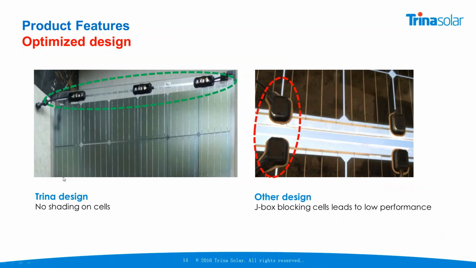The product features a good design of the junction box. As you can see, it's a split junction box. You have 3 small junction boxes that do not prevent the light from reaching the cells. That's very important. Probably you have seen some bifacial modules from other manufacturers, and if you look at the backside, the junction boxes are somewhat covering partially the cells on the backside, which is not a good design.